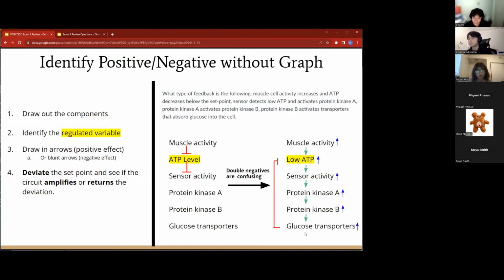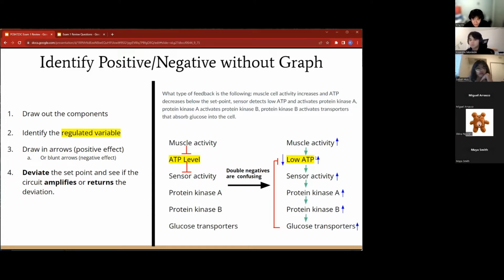And then here, sometimes the question might not specifically say how glucose transporters affect ATP level, but using common sense, you can understand that glucose is broken down into ATP. So what does that mean? Instead of reinforcing this low ATP level, we're going to be fixing it. We're going to be returning it back to normal levels, right? So instead of putting an up arrow here, we would put a down arrow.